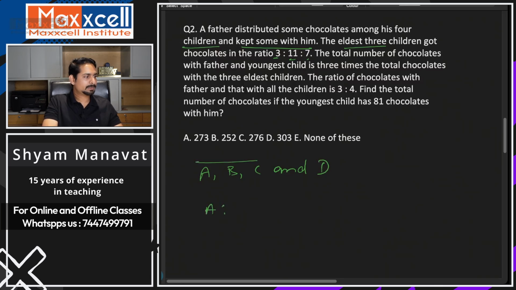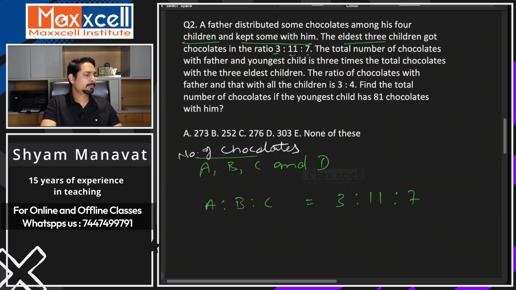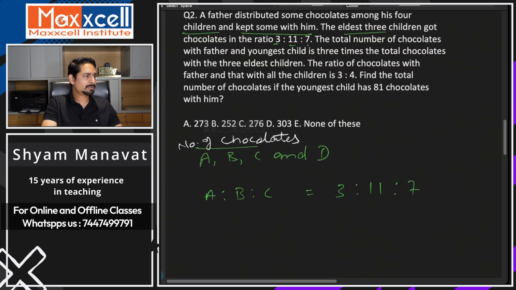As per the question, A is to B is to C, the number of chocolates. We assume A, B, C, D as the number of chocolates. Given in the question, 3 is to 11 is to 7. The total number of chocolates with father and youngest child. Who is the youngest child? The one who is remaining, whom we have not considered. Youngest child, let's say D.